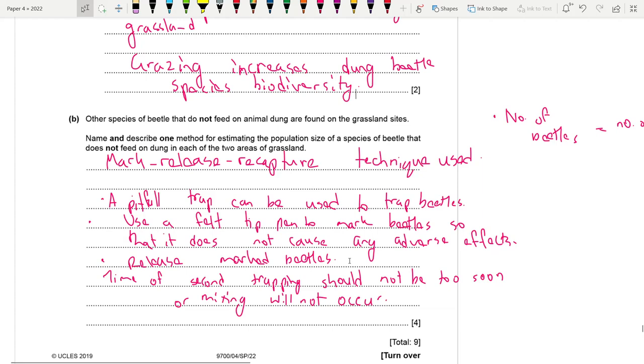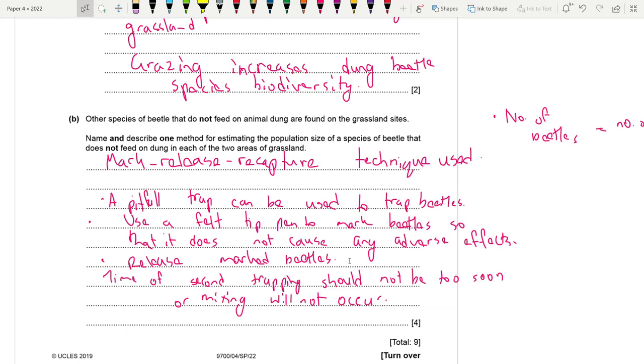How do we actually find out or estimate the population size of a species of beetle that does not feed on dung in each of these two areas? Okay, so mainly beetles are mobile species, right? So random sampling won't work. We specifically need to use the mark release recapture technique. There's one mark for mentioning that. Now, how do you get the other three?